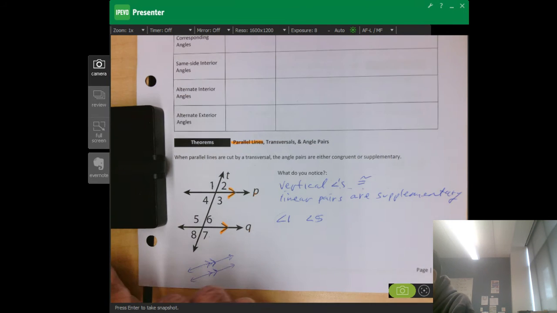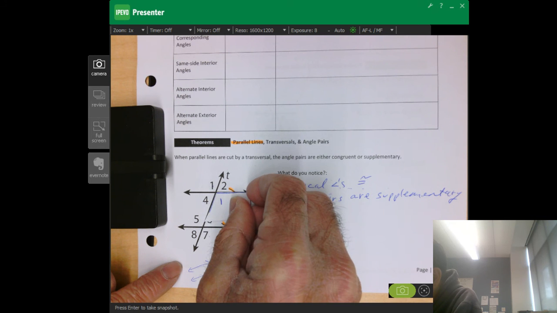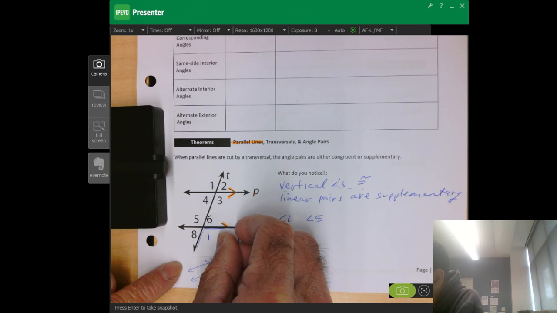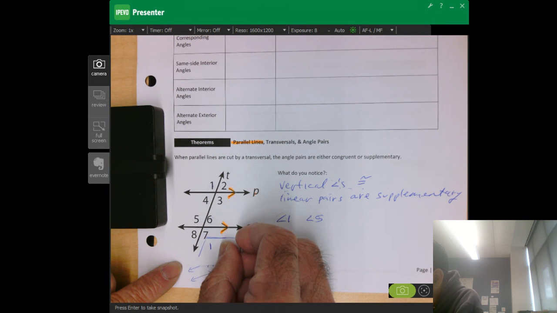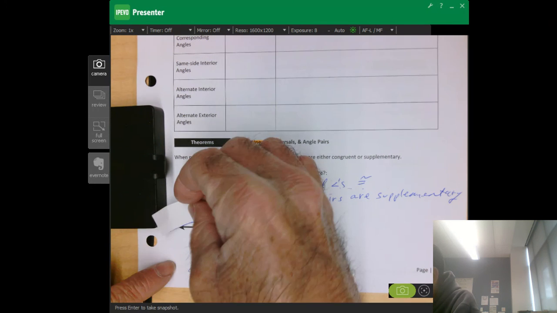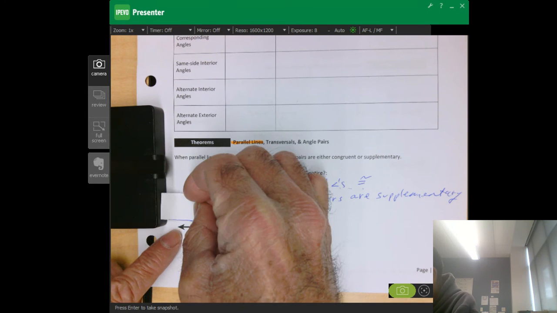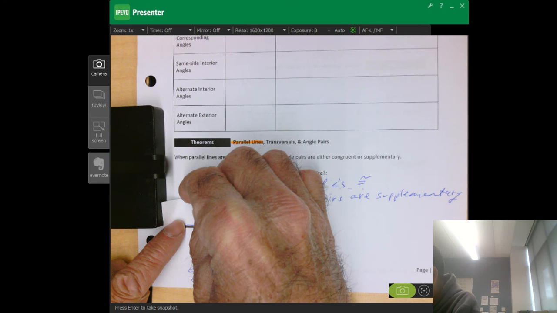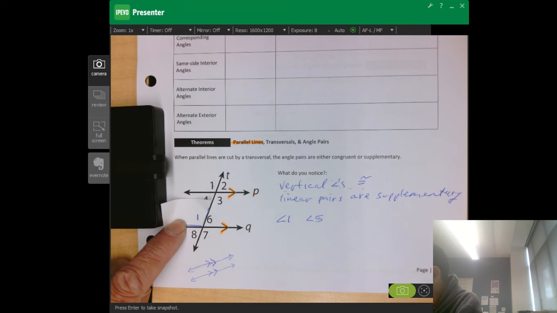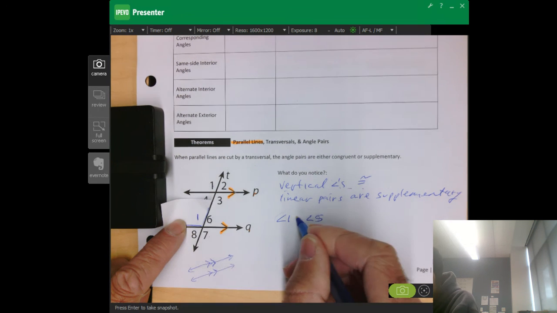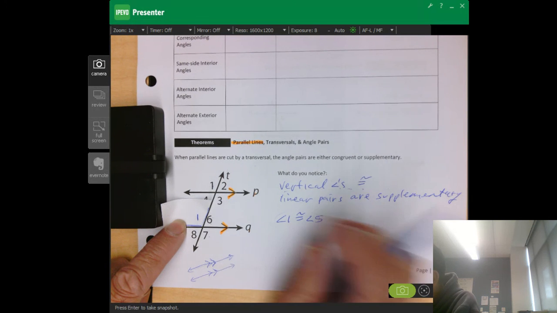So I'm going to go down here, and we can see, we already know about vertical angles. We can see it matches up. Well, angle 1 and angle 7, they match. Angle 5 and angle 1, they seem to match up to me. I hope they seem to match up to you as well. So if angle 1 and angle 5 are the same, we can write that they're congruent.